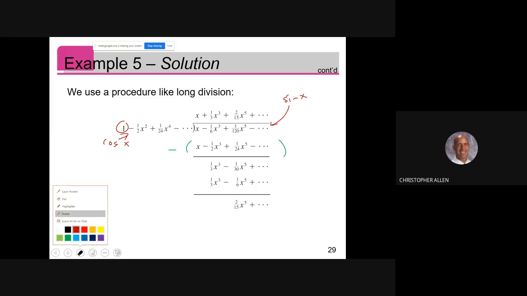This guy. What times 1 will give you 1/3 x to the 3rd? 1/3 x to the 3rd. So it's actually pretty easy, and then you just go on down the line. So you take this times this: 1/3 times negative 1/2, which would be negative 1/6. You see where the negative 1/6 comes from. And then of course you have x squared times x cubed, that's x to the 5th. And then you would keep going down the line. This up here is the answer.